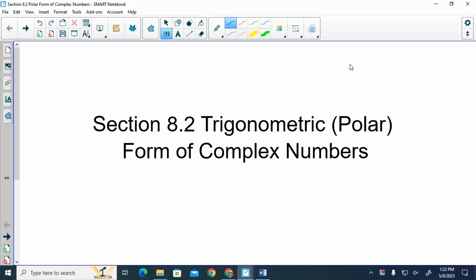Okay, the last thing that we have to cover is polar form or trig form for complex numbers. We've seen complex numbers back in college algebra, and in Algebra 1 and Algebra 2 you saw them. A complex number is just any number of the form a plus bi. So you have a real part and you have an imaginary part.